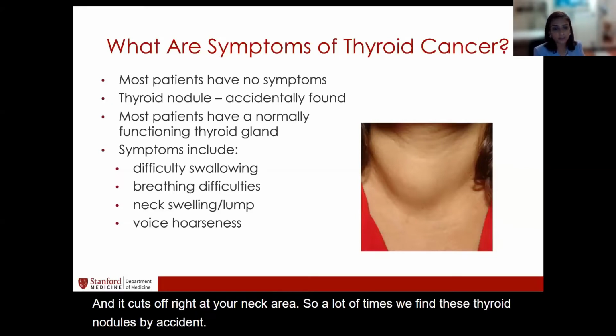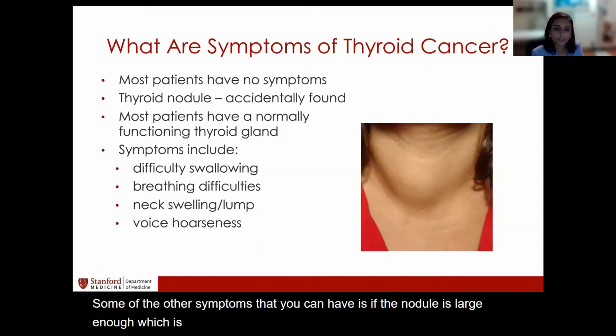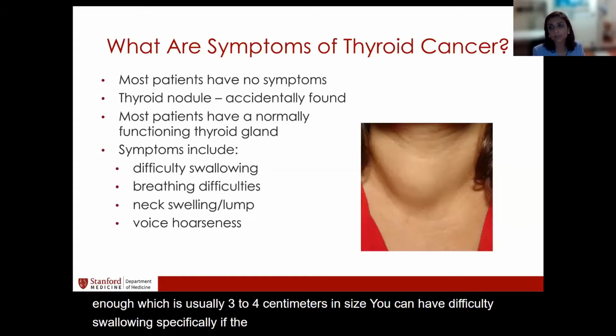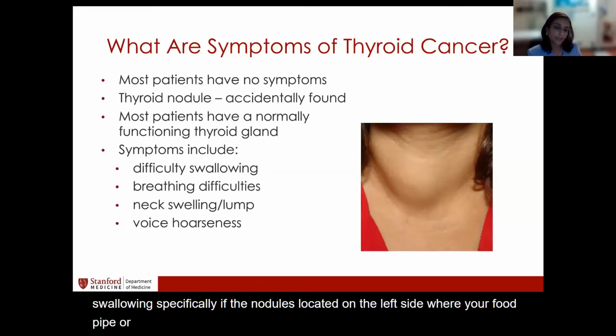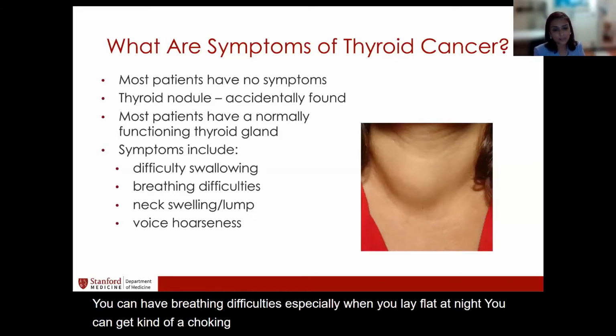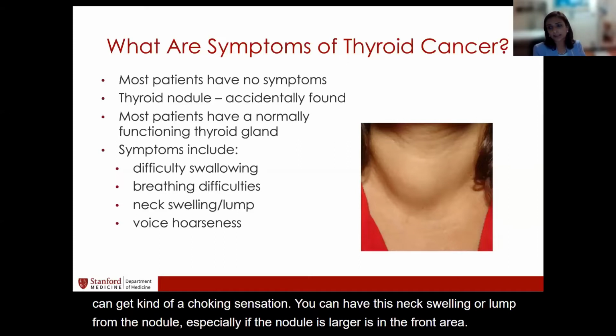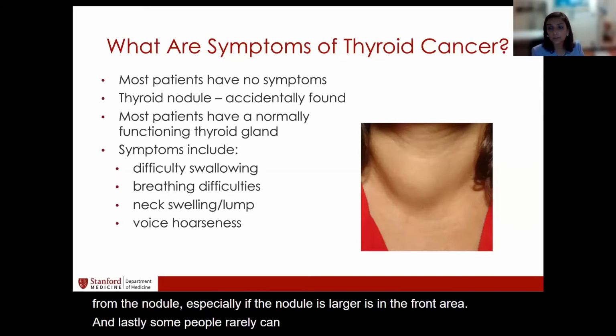Some of the other symptoms you can have are if the nodule is large enough, which is usually 3 to 4 centimeters in size. You can have difficulty swallowing, specifically if the nodule is located on the left side where your food pipe or esophagus is located. You can have breathing difficulties, especially when you lay flat at night. You can get a choking sensation. You can have neck swelling or a lump from the nodule, especially if the nodule is larger or is in the front area. And lastly, some people rarely can get voice hoarseness.